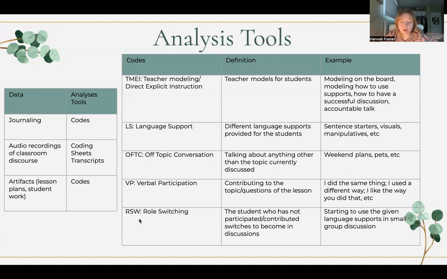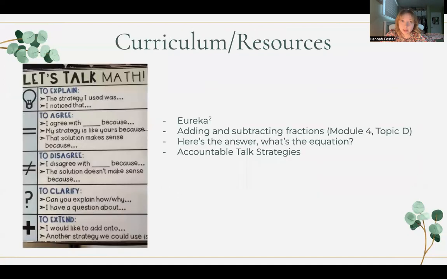And then RSW would be a role switch, and that would be where one of the students who may not have participated as often starts contributing to a discussion-based question, and that's noticing that they are starting to use those given language supports in their small groups. So I took these analysis tools, and I moved forward with those.